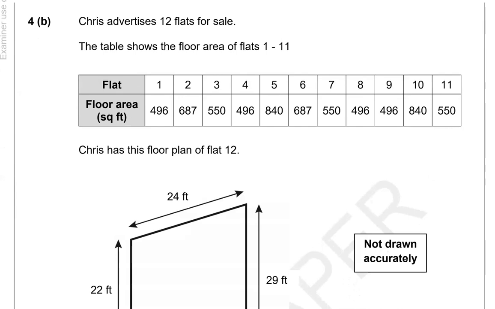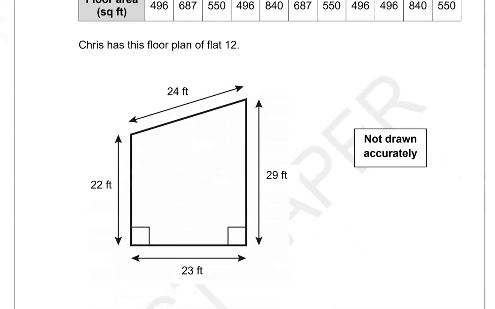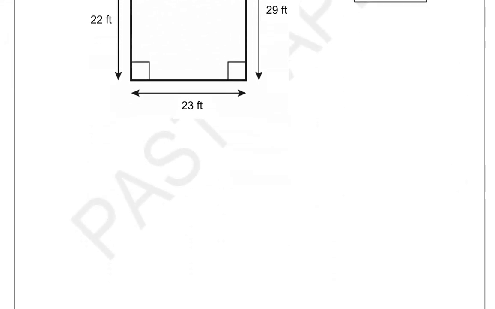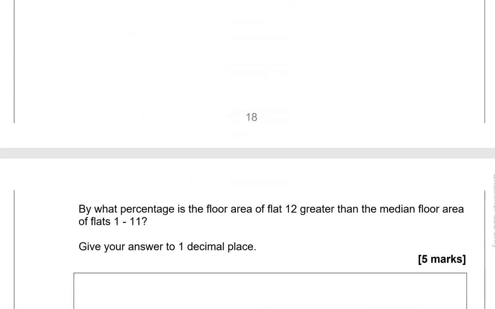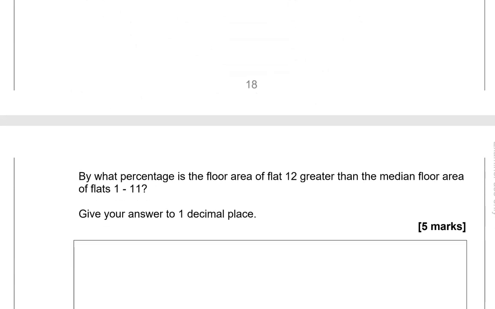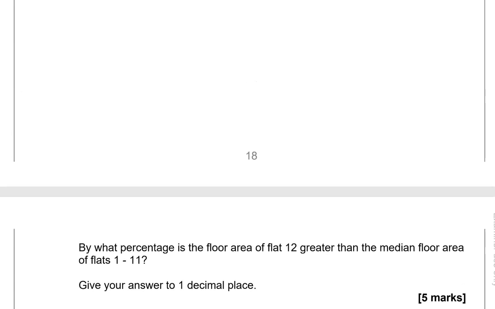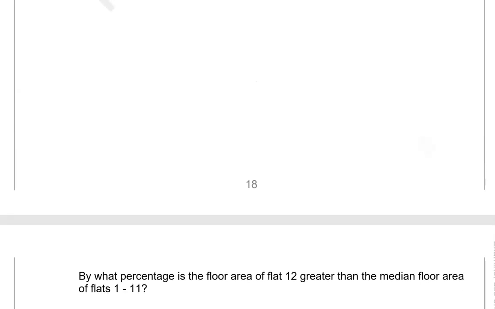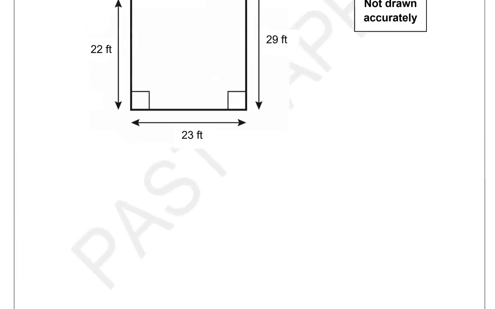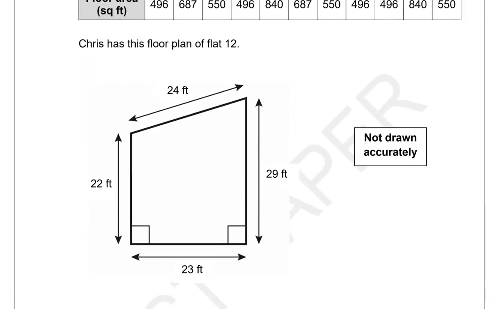Chris advertises 12 flats for sale. The table shows the floor area of flats 1 to 11. Chris has this floor plan of flat 12. By what percentage is the floor area of flat 12 greater than the median floor area of flats 1 to 11? Give your answer to 1 decimal place. So we're going to work out the floor area for flat 12 first, and then we're going to compare it to the median of the other flats.